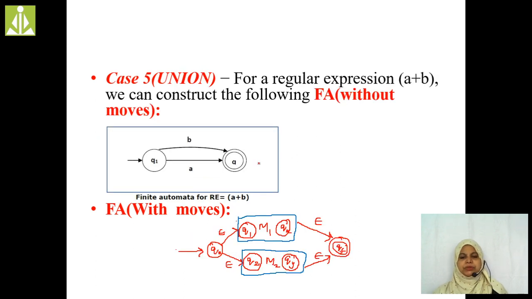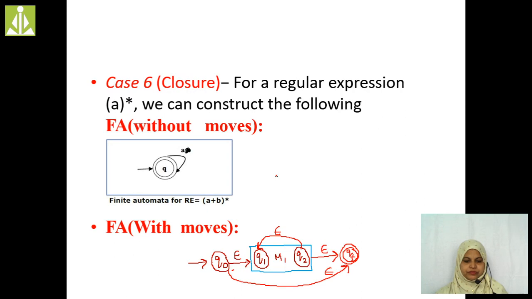This is the union, which means plus: a plus b. In that particular case, we use q1 to q2 with a and b, or else with epsilon moves, q naught goes by epsilon to q1 and q2, q1 on a and q2 on b, both go to q3 by epsilon. This is the NFA with epsilon moves, right?